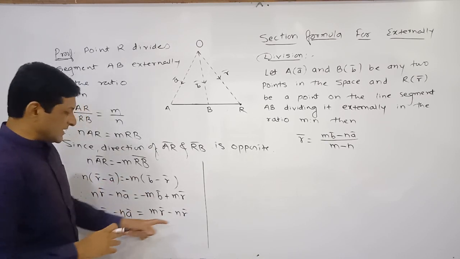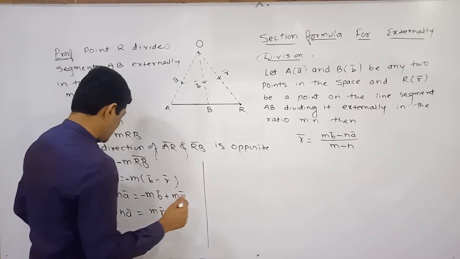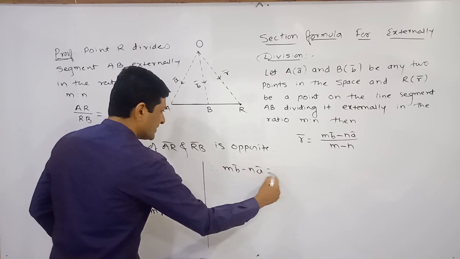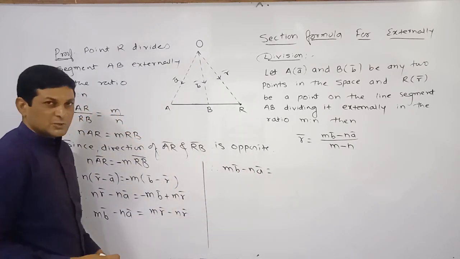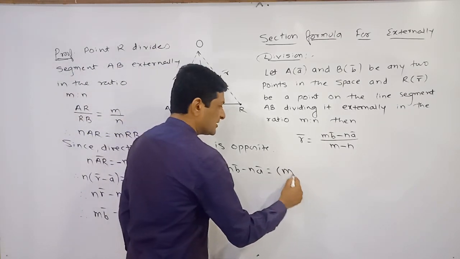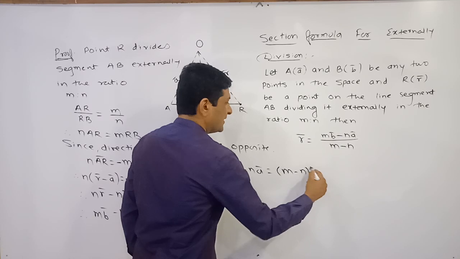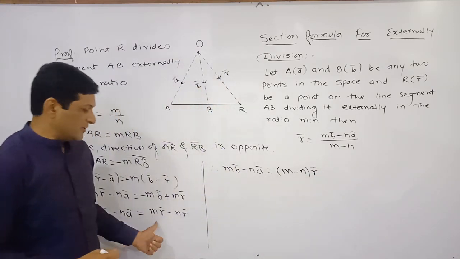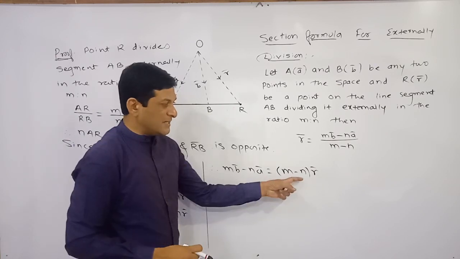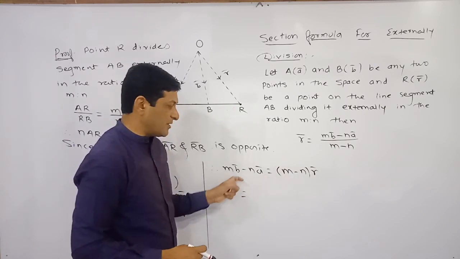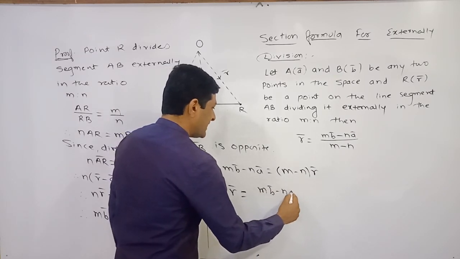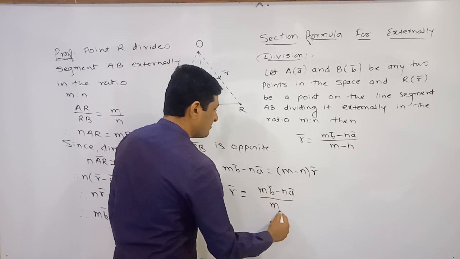So now let us take R bar common from these two terms. Keep the left hand side as it is, MB bar minus NA bar. If we are taking R bar common from these two terms, see what we will get: M minus N into R bar. We have taken R bar common from these two terms. So this implies that R bar will be equal to, M minus N is multiplied on this side so it will get divided. So what result we will get? MB bar minus NA bar upon M minus N.